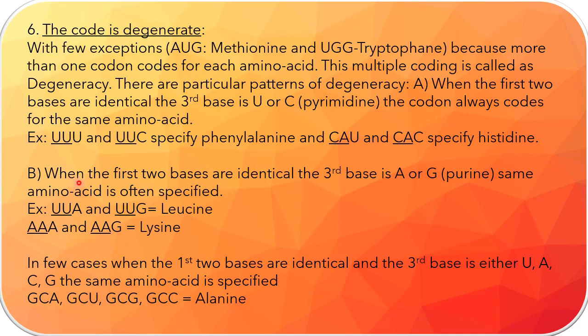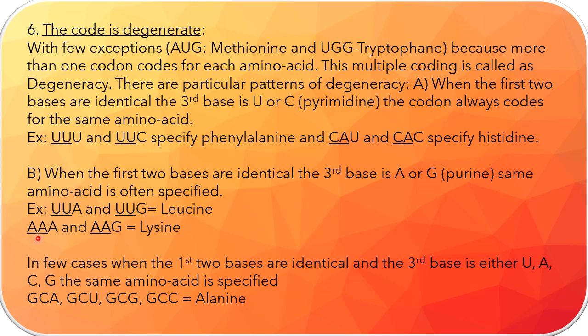Now in the second case, when the first two bases are identical, the third base is A or G. That means if it is a purine, then they code for the same amino acid. For example, again you can see UUA and UUG. So here the first two bases are identical, that means they are uracil. The third base is here adenine, and here it is guanine, so it codes for leucine.